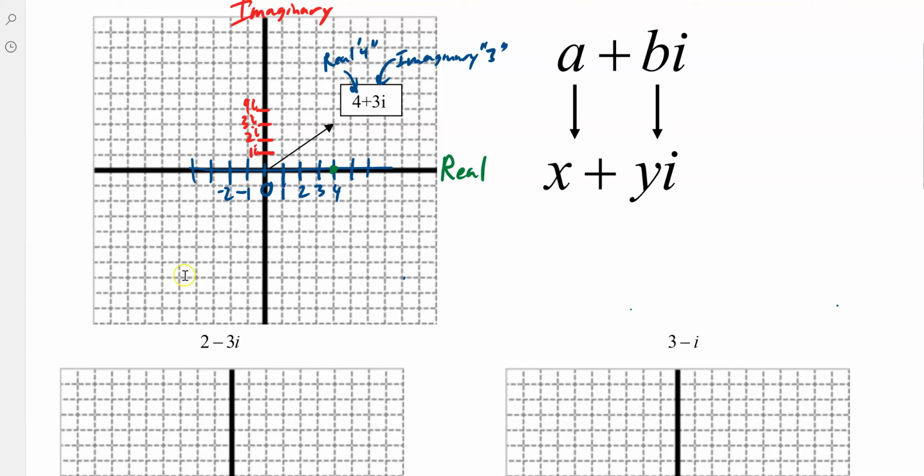And so that location would be 4 for the real and 3 for the imaginary. So we are here. See, there's our 3i. And so they work out to give us this location for our complex number, 4 plus 3i. So let's take a look at this in Desmos and look at some other ones.